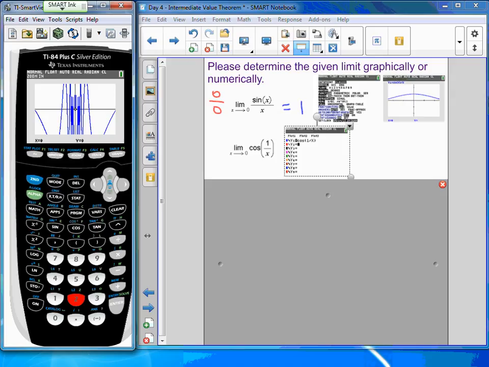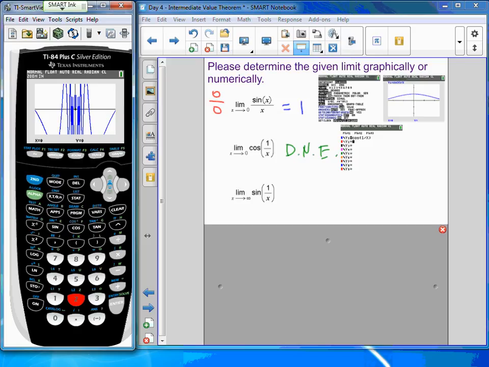Okay, so what can we say then? Does this equal 1? Does it equal negative 1? Does it equal 0? No, this does not exist because there's no particular y value that the function values approach as I get closer and closer to x equals 0. In fact, they continue to oscillate more and more quickly back and forth between positive 1 and negative 1. So this does not exist. That's cool, in a mathy limit evaluation sort of way.